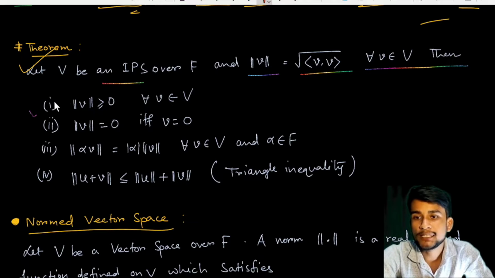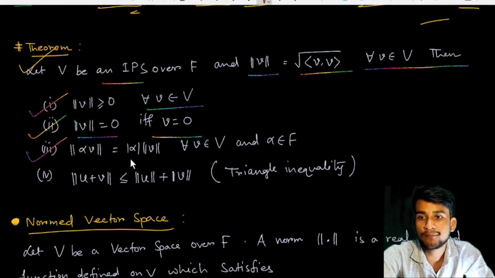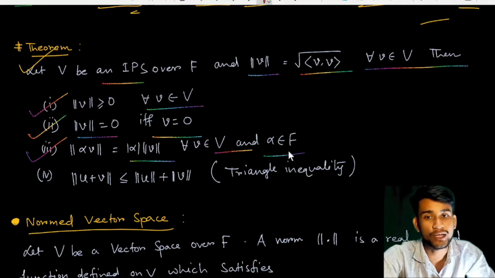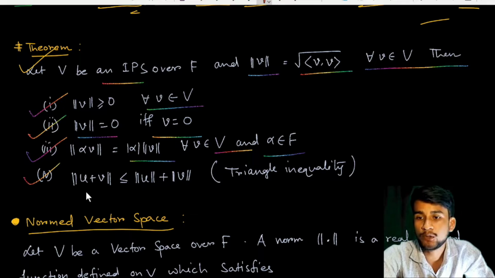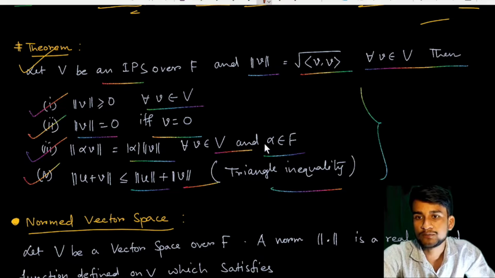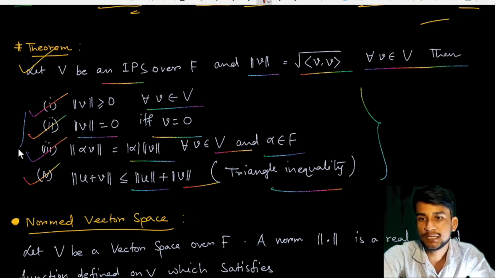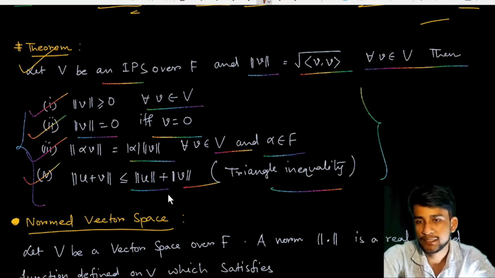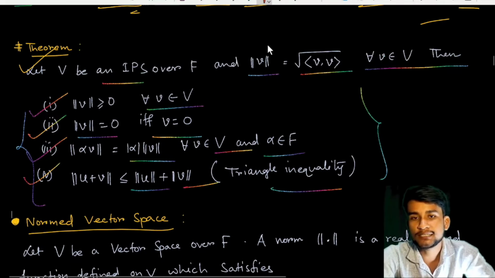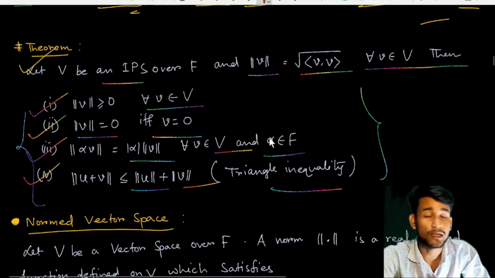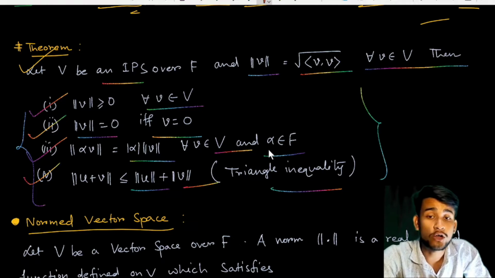Then number 1 is norm of v is greater than 0 for all nonzero v belonging to V. Number 2 is norm of v is equal to 0 if and only if v equal to 0. Number 3 is norm of alpha v equal to mod alpha norm v, for all alpha belonging to F, where alpha is a member of a field. And number 4 is norm of u plus v is less than or equal to norm u plus norm v. This is the triangle inequality, you all know that. So this is the theorem in the inner product space, and this is the theorem in norm space.